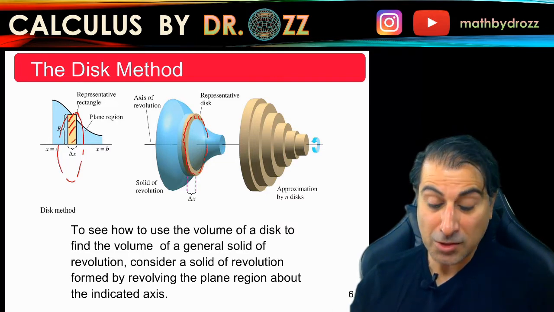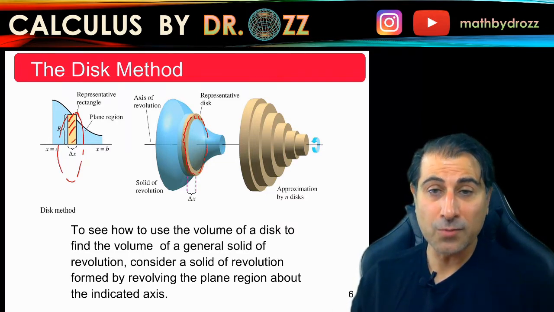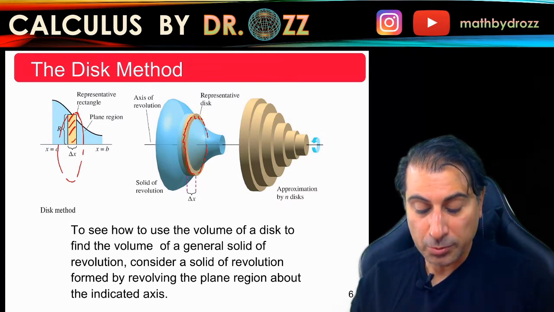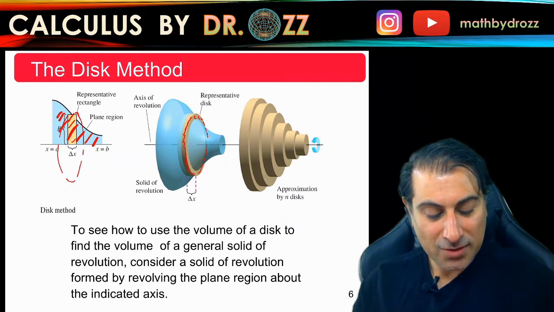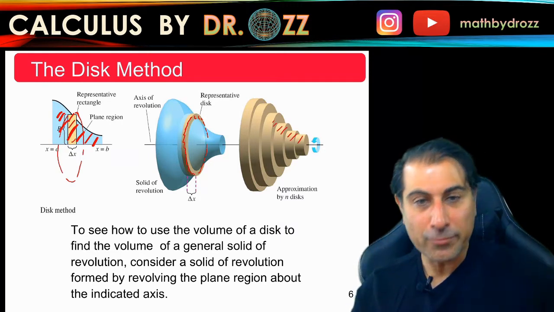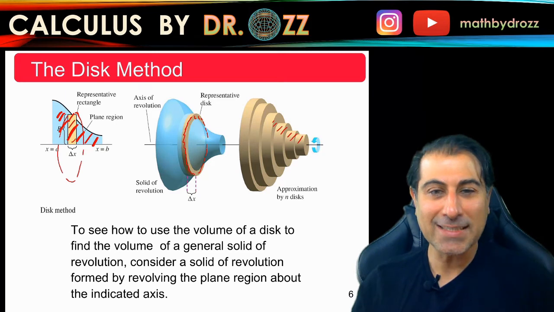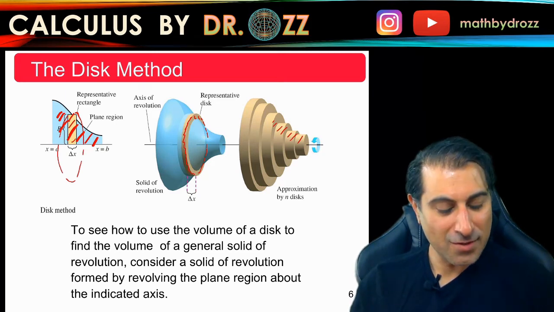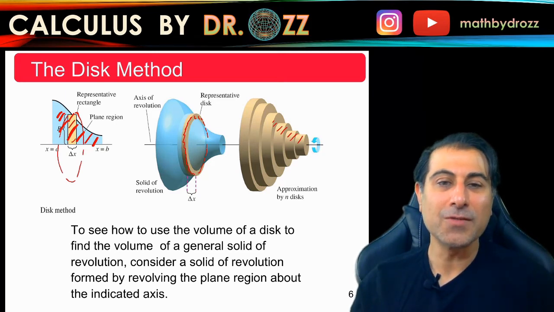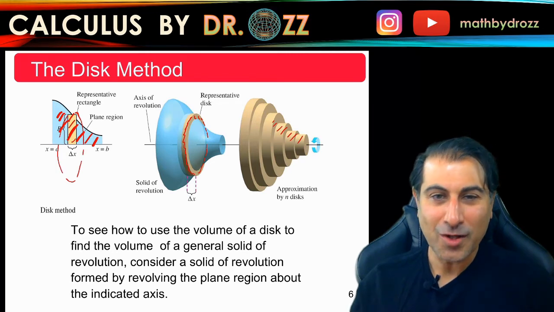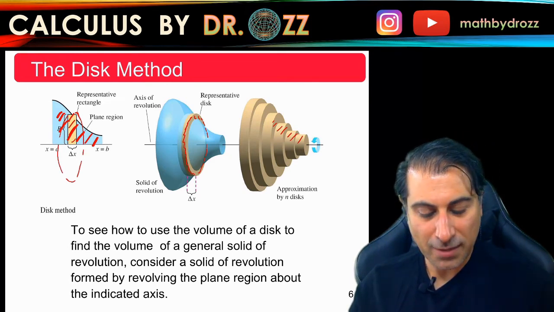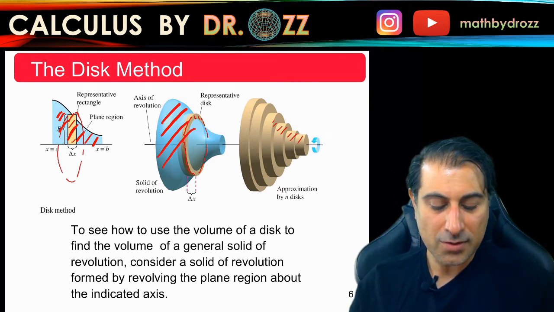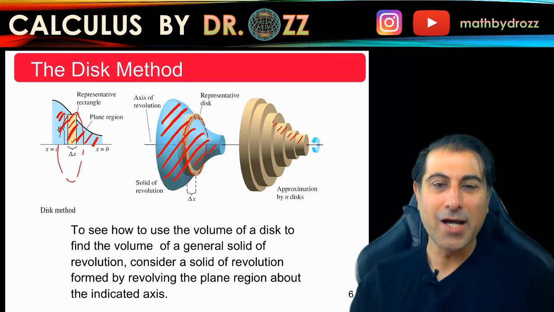And since we have lots of rectangles within the region, within the blue region here, we're going to have a lot of disks revolved around the same axis. Then the sum of the volumes of those disks in the limiting process is going to approach the volume of the solid of revolution, which is in fact what you see in this blue three-dimensional graph here.